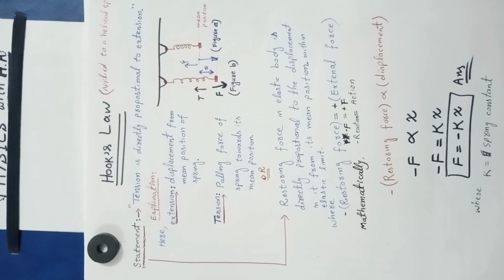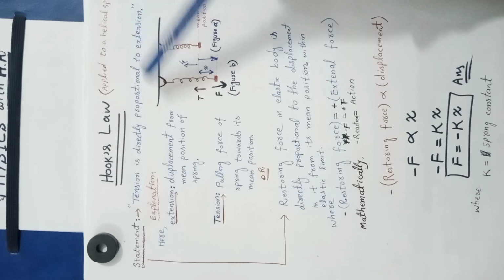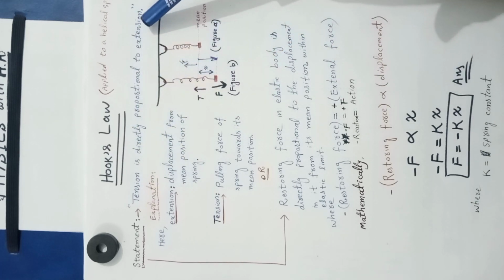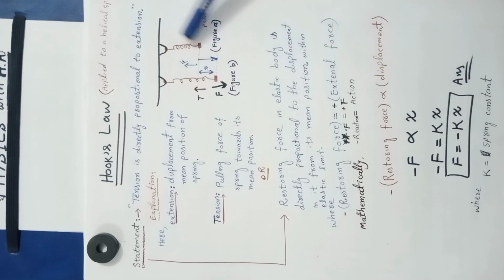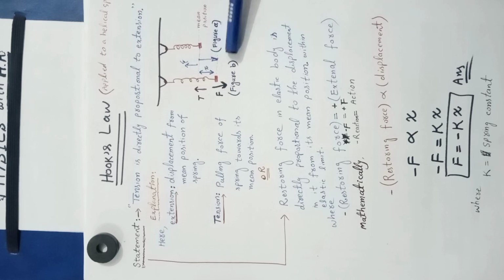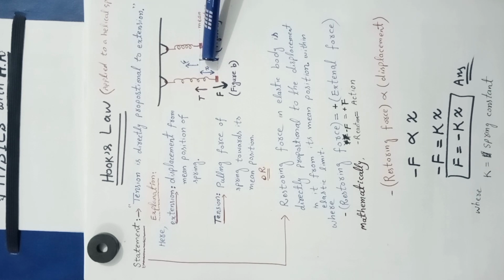It says that tension is directly proportional to extension. Now, there are two terms. Number one is tension and number two is extension. What does it mean by extension? For example, I have this figure of a spring. In normal condition, this spring lies on its mean position, right? If I apply an external force in downward direction, what will happen? It will cover some displacement. Okay, it will extend its position, it will extend in its length. So this extension is also called displacement, or you may say this displacement is called extension.